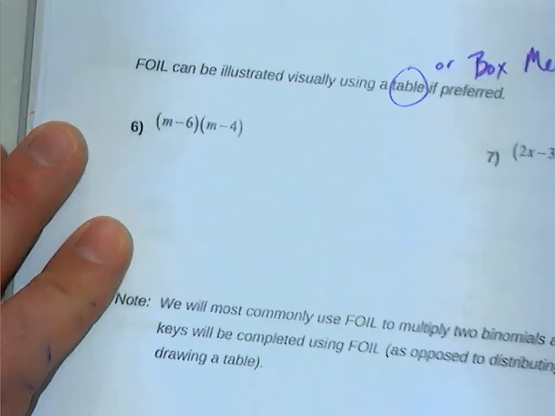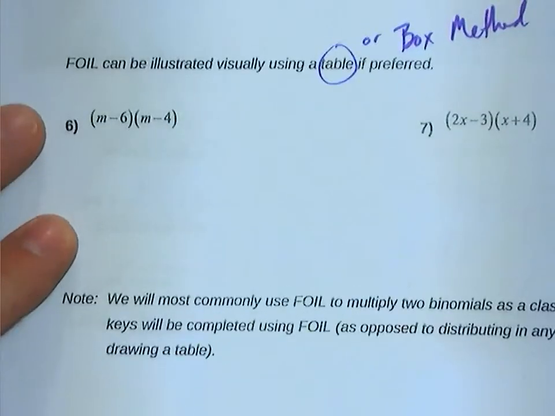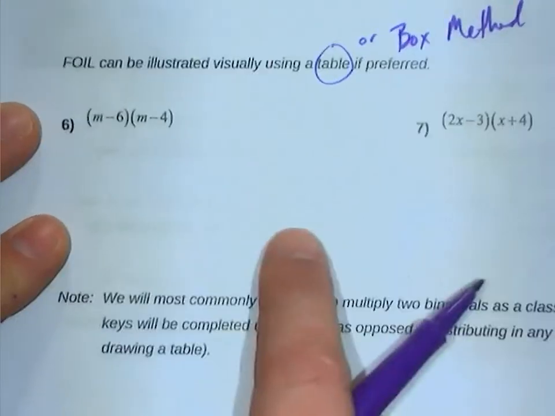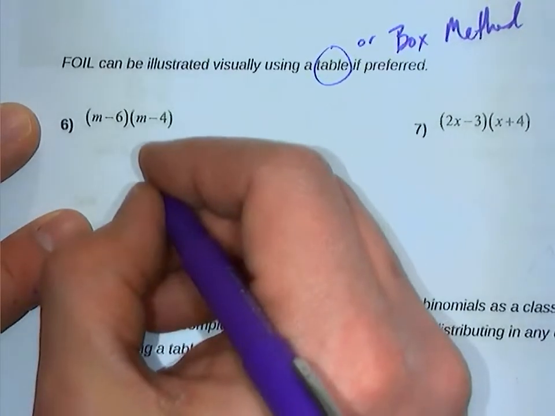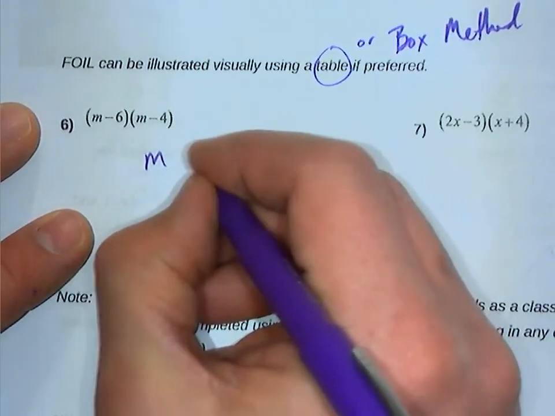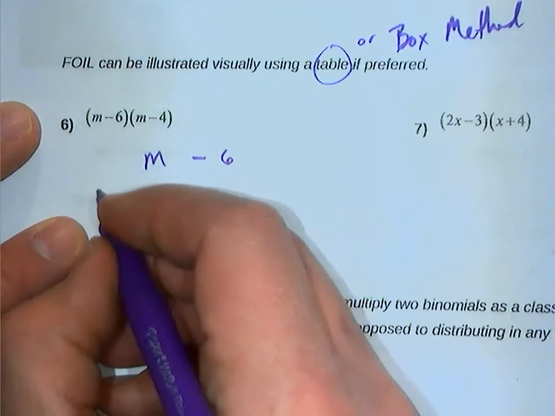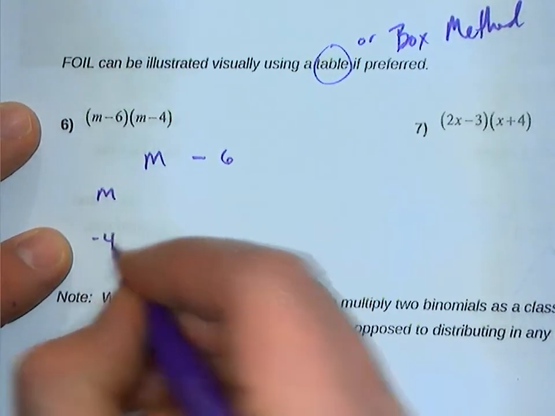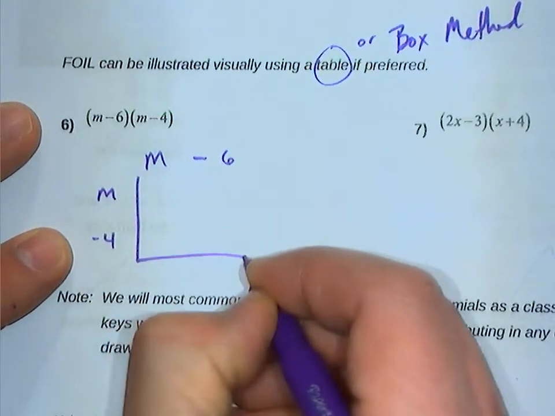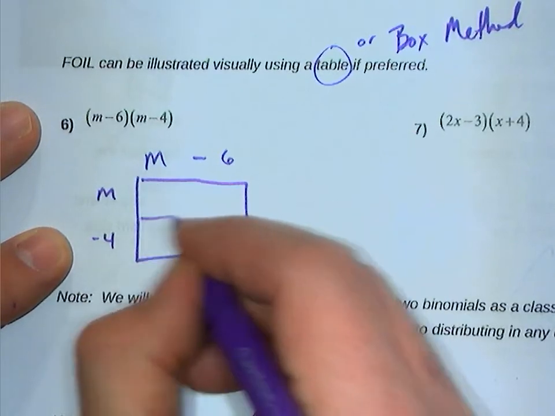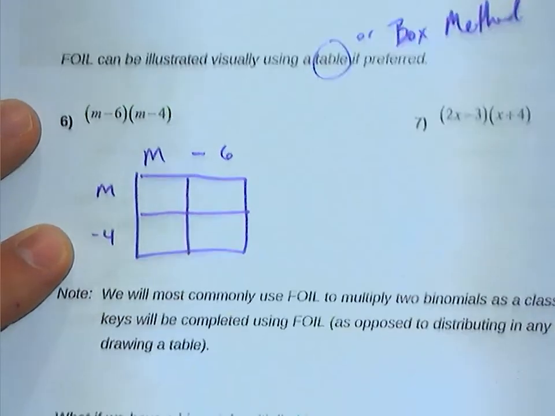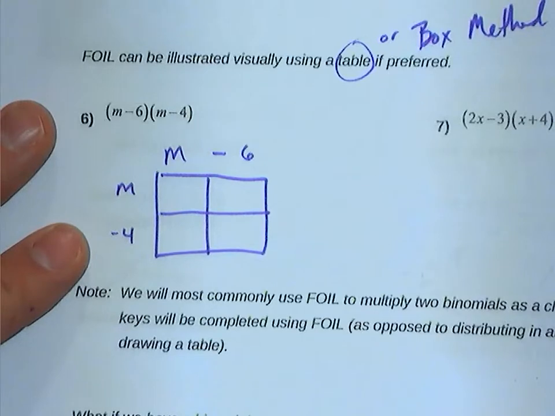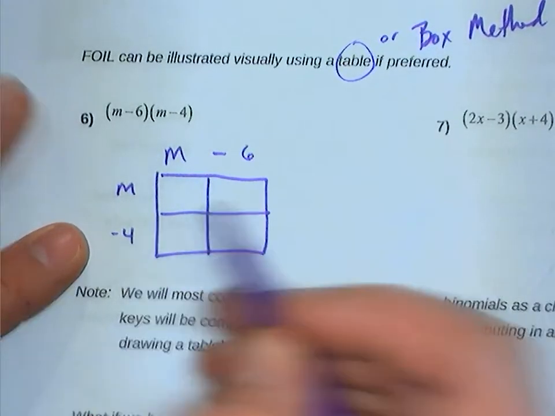And this helps some people visualize it. Okay, so I've got n minus 6 times n minus 4. So what they'll do is they'll make a little box here. They'll put n here, minus 4 here. Now it doesn't matter which one goes on top and which one goes on the bottom. But they'll do little boxes like this. So if you put n minus 4 here and n minus 6 here, it doesn't matter.